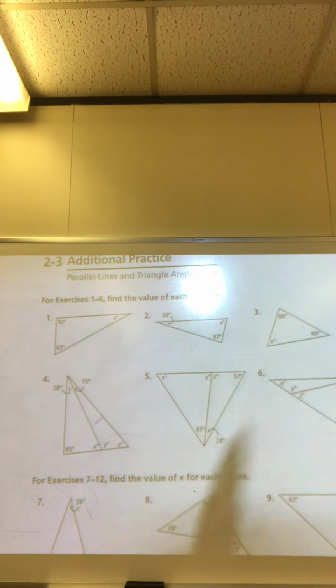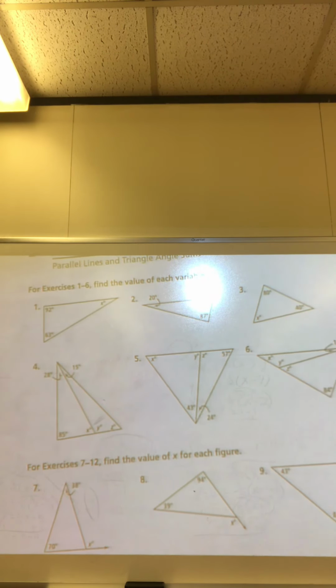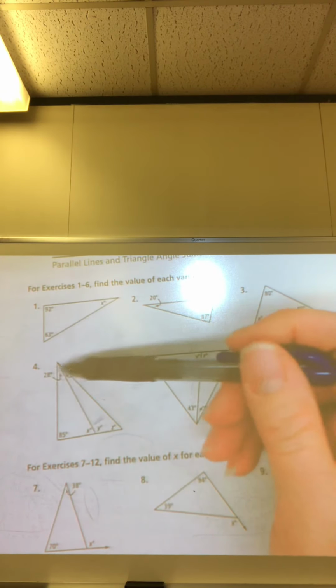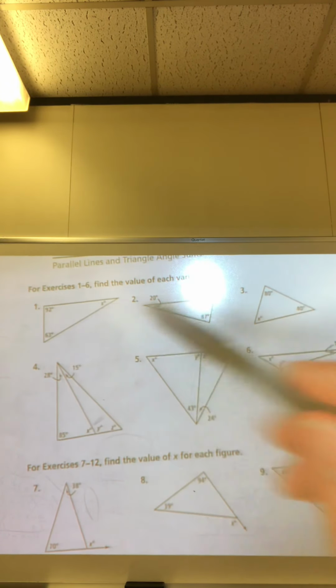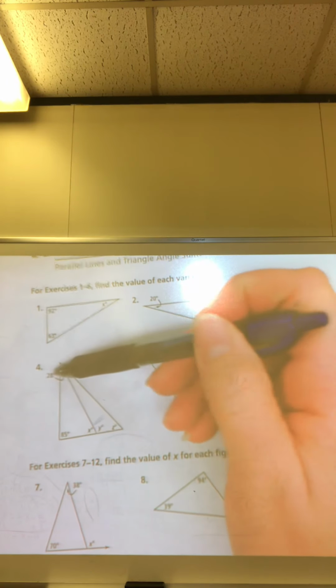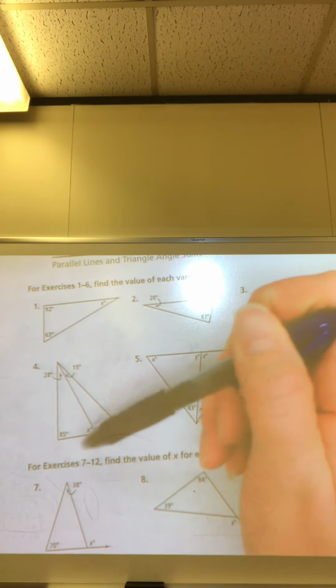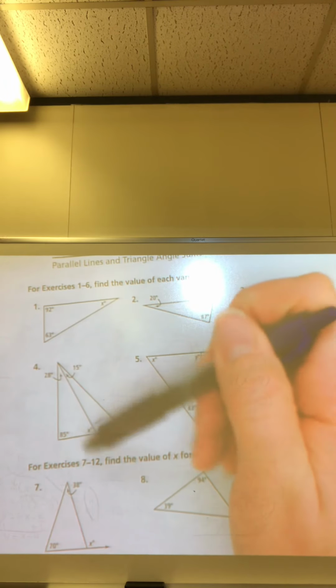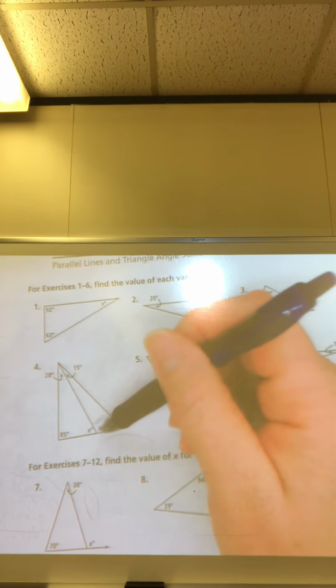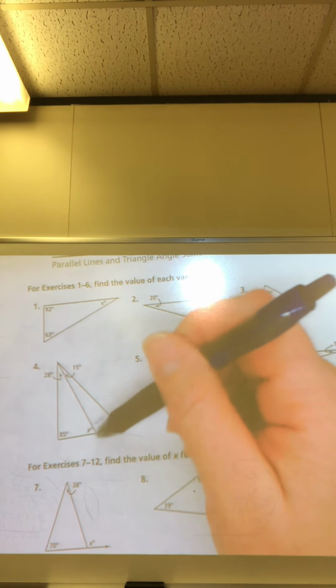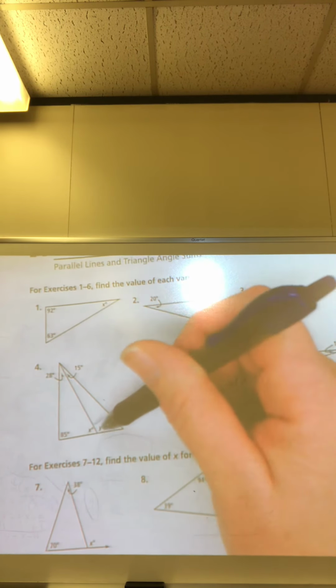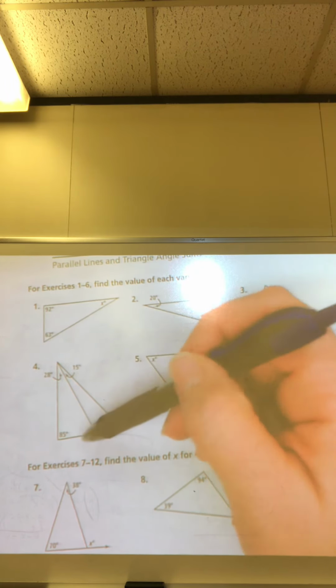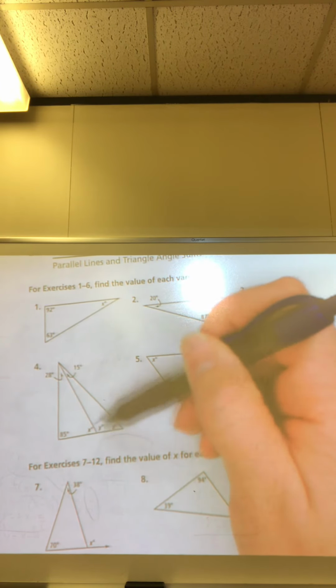Now, look at number 4. It might be a little more complicated. It's really not. We just have to find x, y, and z. So let's start with x. When we have 2 of the 3, we do the same thing we did for 1, 2, and 3. Take 85 plus 28 and subtract it from 180 and we get x. Now, I know that x and y form a straight angle. Those two together are going to equal 180 degrees. So if I take 180 minus what we found x to be, that will tell you y.